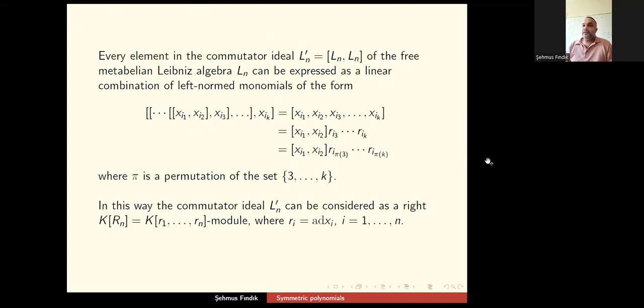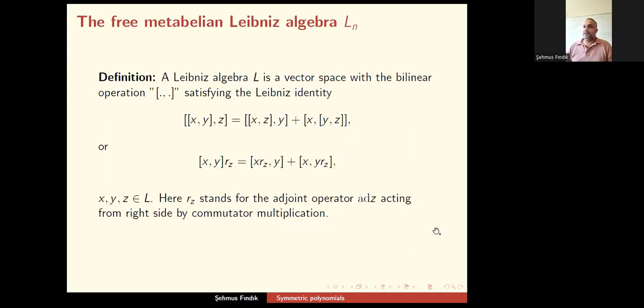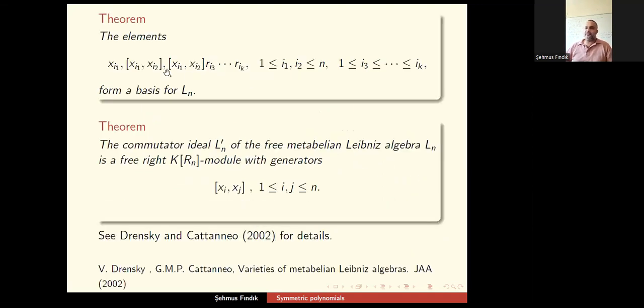And when you work with the free metabelian Leibniz algebra, a very nice looking basis was given by Drensky and Cattaneo. So this is the basis. These are not the basis, these are only the properties, and here is the basis. Sorry. So here you see we do not have the non-equal condition because x1 times x1 is not 0 anymore here in the Leibniz case.